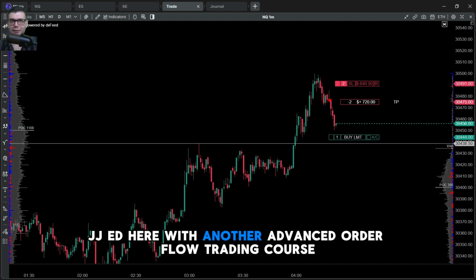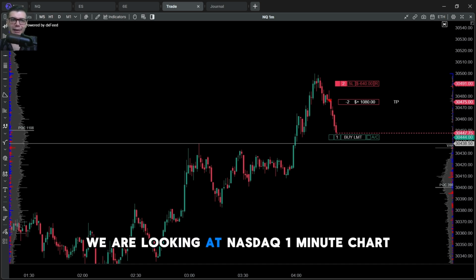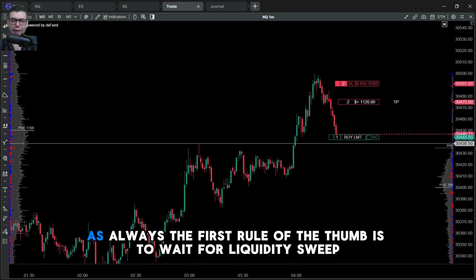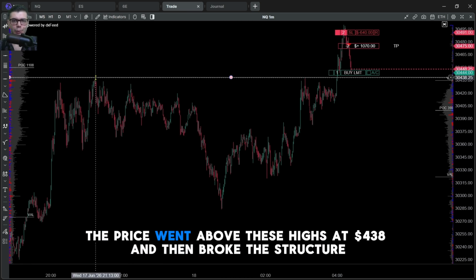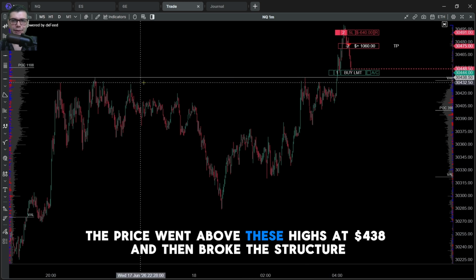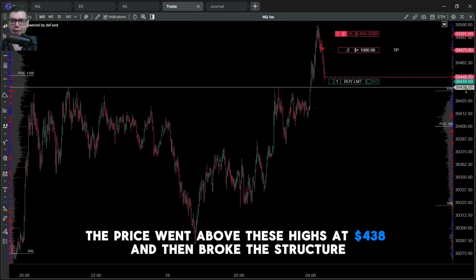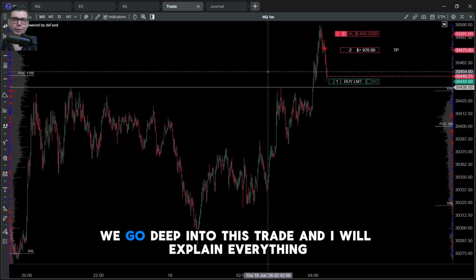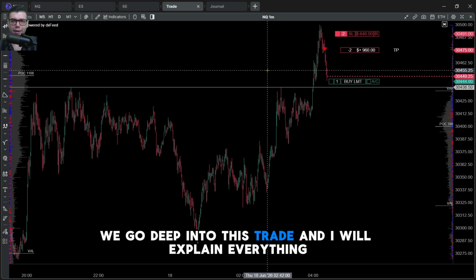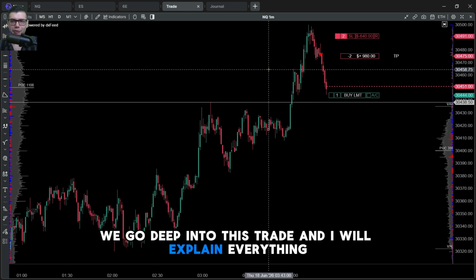JJ8 here with another advanced order flow trading course. We are looking at NASDAQ 1-minute chart. As always, the first rule of thumb is to wait for a liquidity sweep, which we did. The price went above these highs at $438 and then broke the structure. We go deep into this trade and I will explain everything.